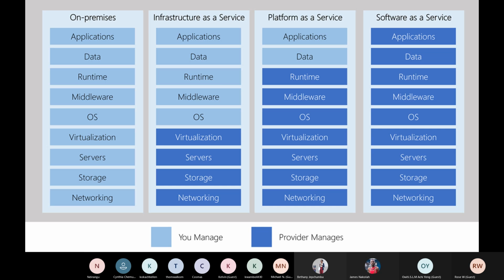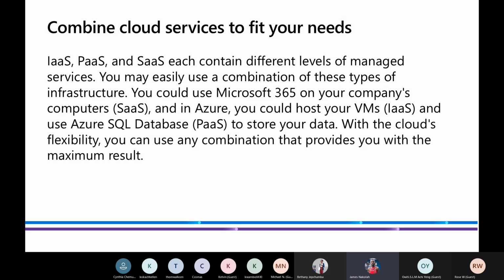And of importance really is that you can always combine all these cloud services to fit your needs. They each contain different levels of managed services, but you can easily use a combination of all of this. You could use Microsoft Office 365 on your company computers, and then in Azure, you could host your virtual machines, which are effectively infrastructure as a service, and then use the Azure SQL database, which is platform as a service.